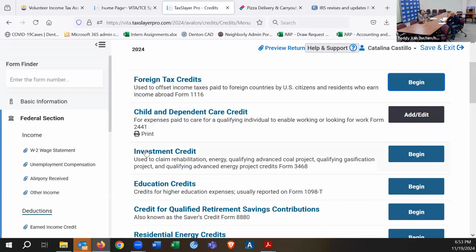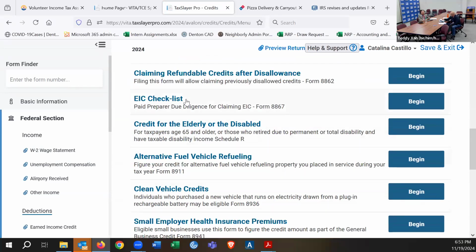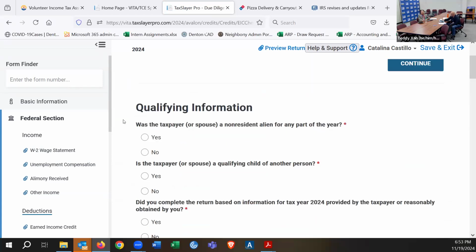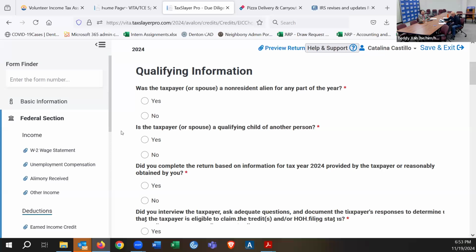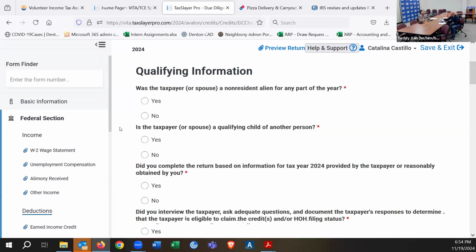There is technically a set of due diligence questions that we are technically supposed to answer. EIC checklist. The reason I say technically is because they enacted this in 2021, and it caused an absolute uproar amongst VITA programs, because these are all questions that if you have configured the return properly, they are already answered.